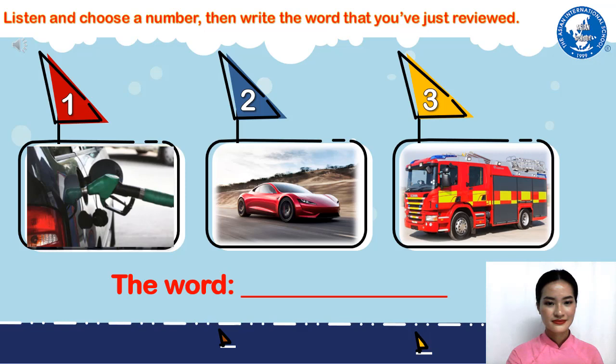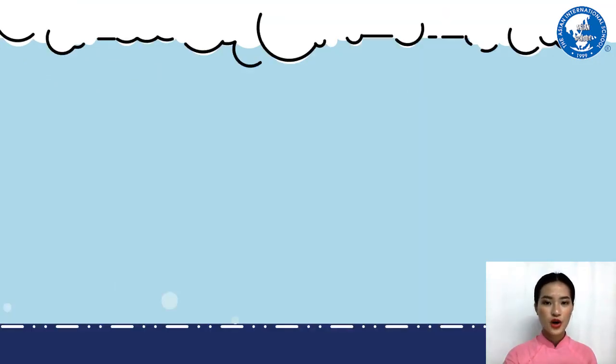A car will sputter when it runs out of gas. One more time. A car will sputter when it runs out of gas. So, what's your answer? 1, 2, or 3? Can you tell me? The answer is number 1. And the word is sputter. Very good, everybody. Now, let's move on with another part of the lesson.